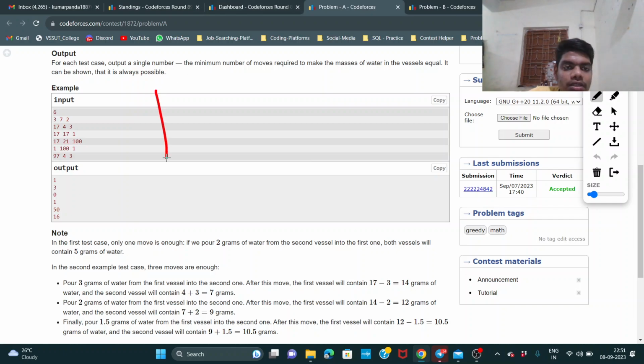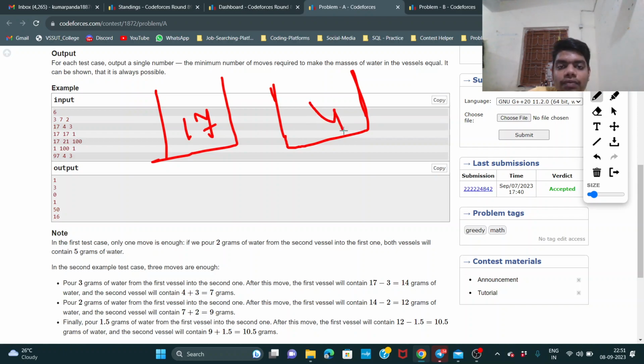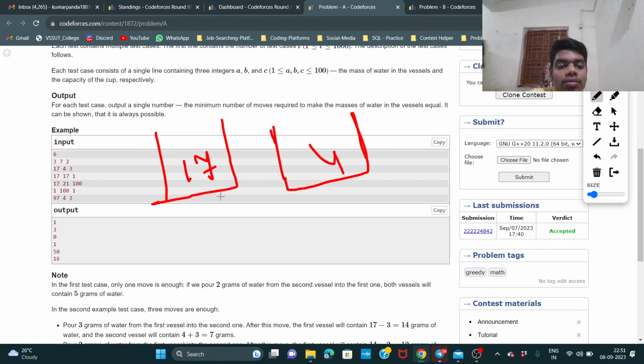So just take this one. In this case, water, you can take water mass or water level, anything you want to say. This is 17, and this is 4. What I have said is that it is always optimal to take water from the vessel where the water level or mass of water is more, and always try to take as much water as possible, because that will help us minimize our number of moves.